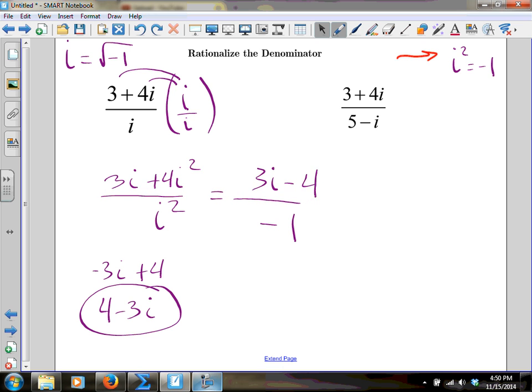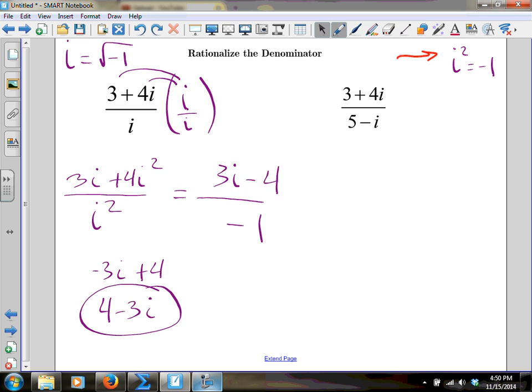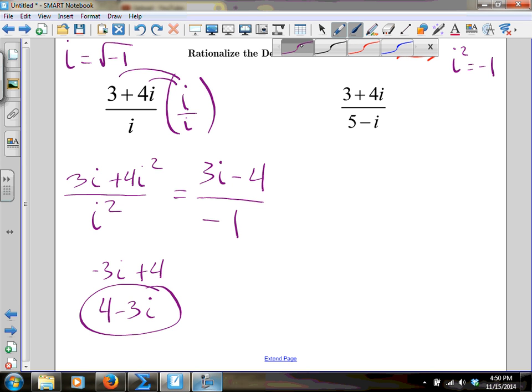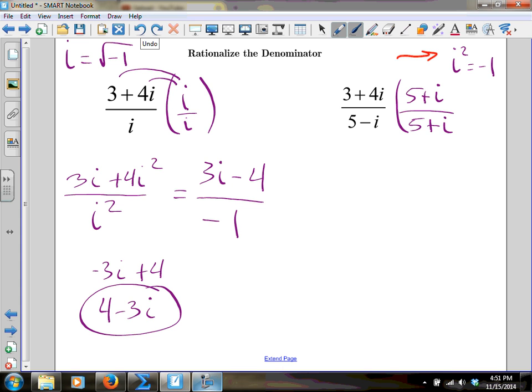The one on the right is a little bit trickier of a proposition because we don't have a denominator that's just i. When we have a sum or a difference in the denominator, we need to multiply by what's called the conjugate. In this instance, because I've got an imaginary number, it's called a complex conjugate. So I have to multiply both the numerator and the denominator by 5 plus i. 5 plus i.